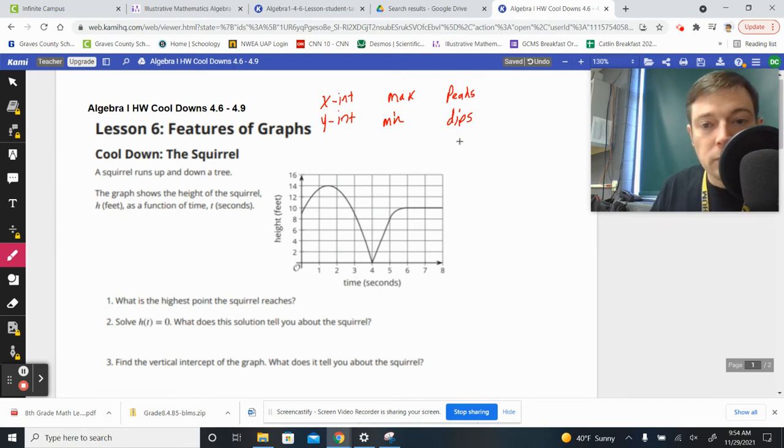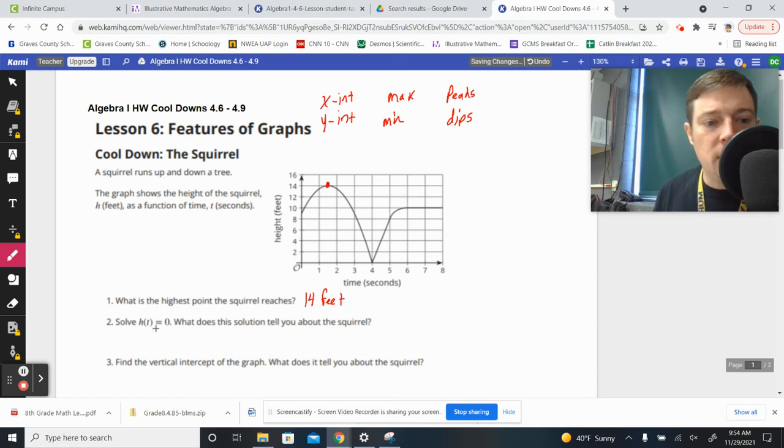And we're going to start off with this squirrel running up a tree, and the graph shows the height of the squirrel on the y-axis, h in feet, as a function of time t in seconds along the x-axis. So what is the highest point that the squirrel reaches? That would be its maximum point. The maximum point that it reaches would be right here on this dot, which was at about 1.5 seconds. It was 14 feet up the tree. So 14 feet is the highest point that it reaches.